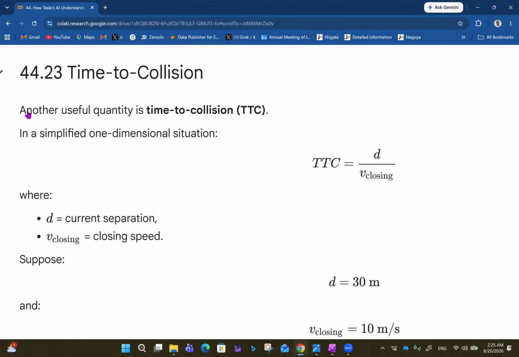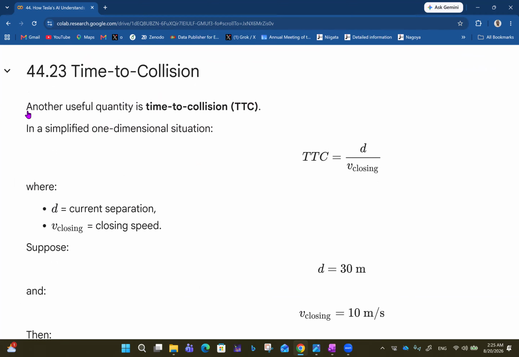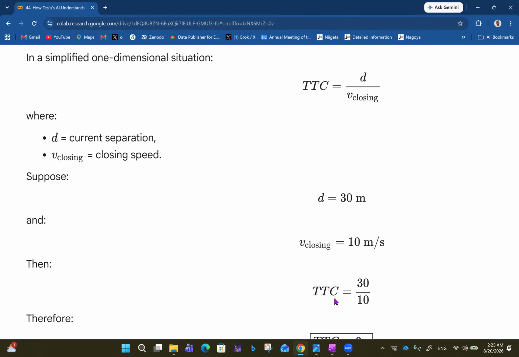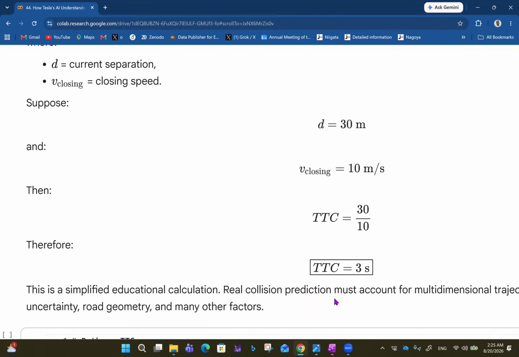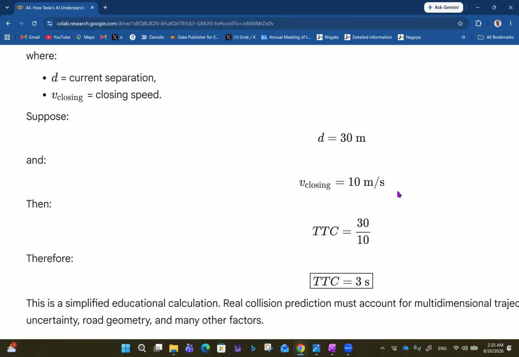So if there's a collision risk, we also want to compute how much time it will take for the collision to take place. Another useful quantity is TTC, that's time to collision. In a simplified one-dimensional situation, TTC is the distance over the V closing. So D, that's the current separation, over the closing speed. Suppose D is 30, the current separation is 30 meters, and the closing speed is 10 meters per second. Then the TTC is 30 over 10, which is 3 seconds.